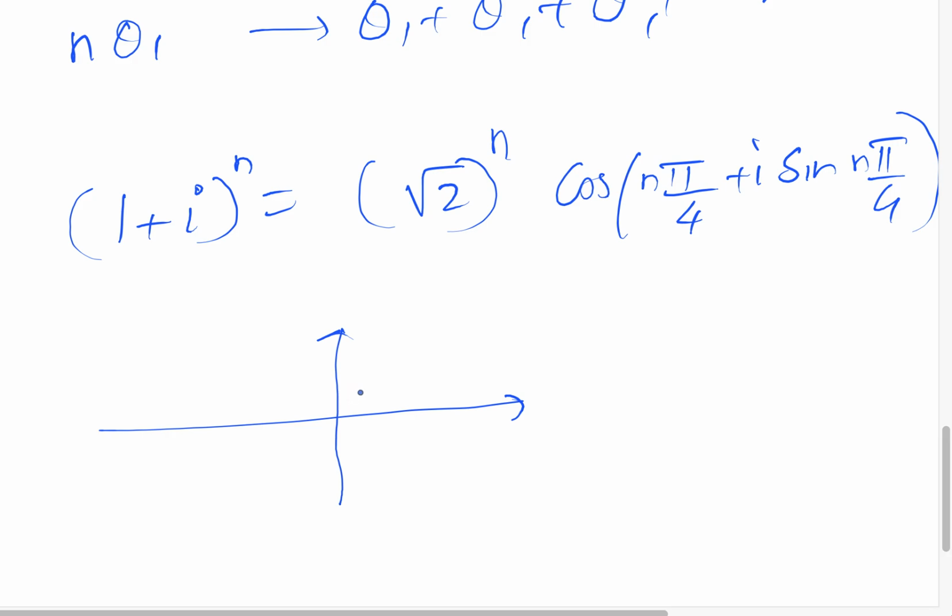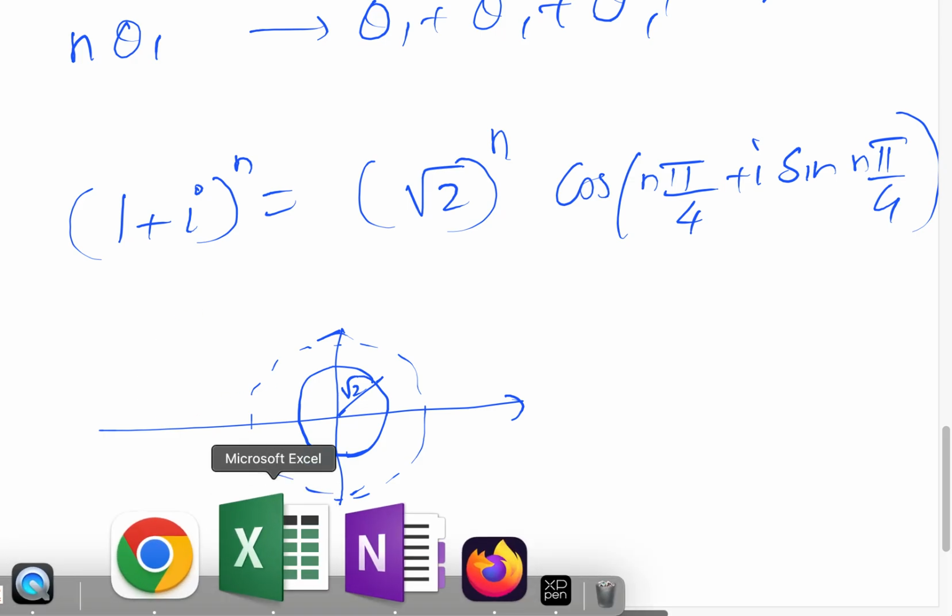Initially, if n is 1, the circle will have a radius of root 2. When n is 2, it will have a circle of radius 2. When n is 3, it will have a circle of radius 2 root 2. So the circle will go on increasing in radius, but the angle will keep changing as an arithmetic progression. So pi by 4, then 2 pi by 4, then 3 pi by 4, then 4 pi by 4, and so on. That is how we can imagine the power.